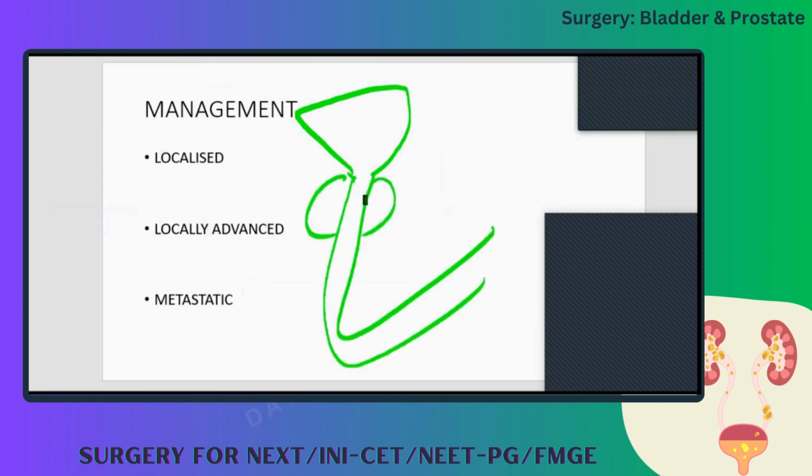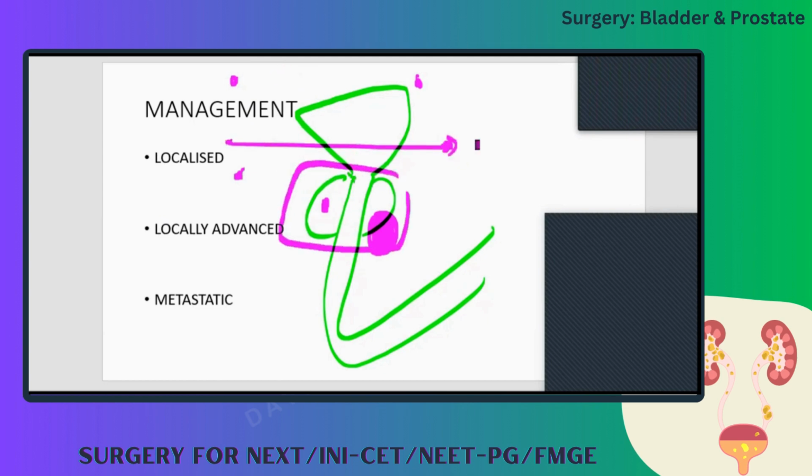So management. Suppose you stage the disease, you did a biopsy. So three findings. One is cancer is located only inside the prostate. Two, cancer has spread outside. Three, cancer has spread somewhere else. A, B, C. What are the treatment options for A, for B, for C? Suppose it is localized, here only. So what is the treatment? Radical prostatectomy.